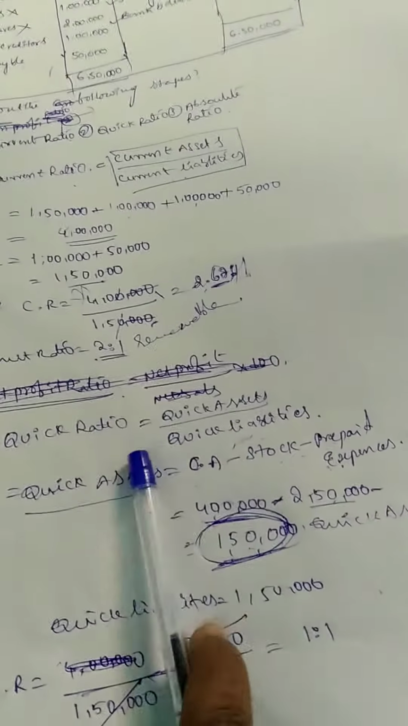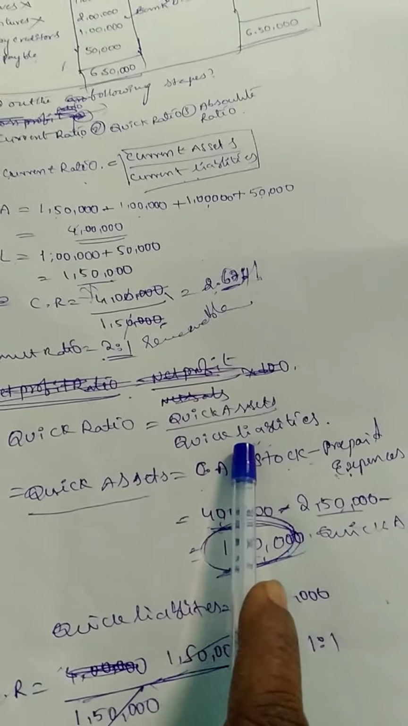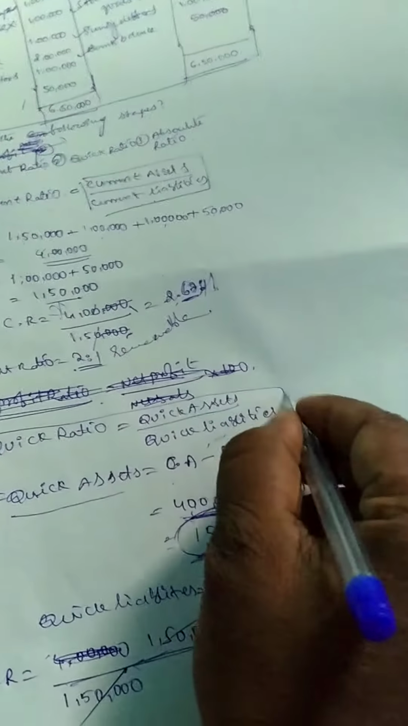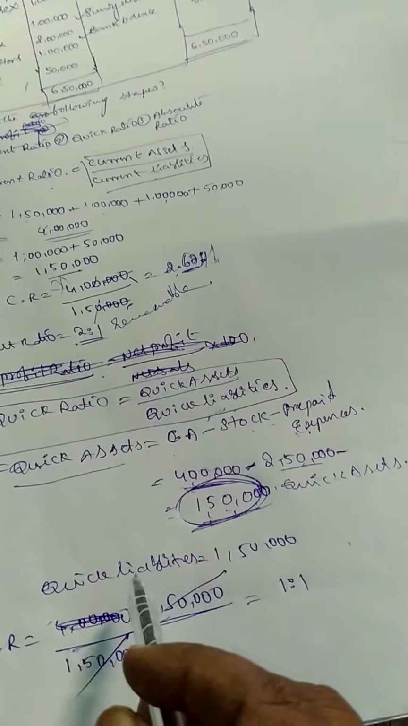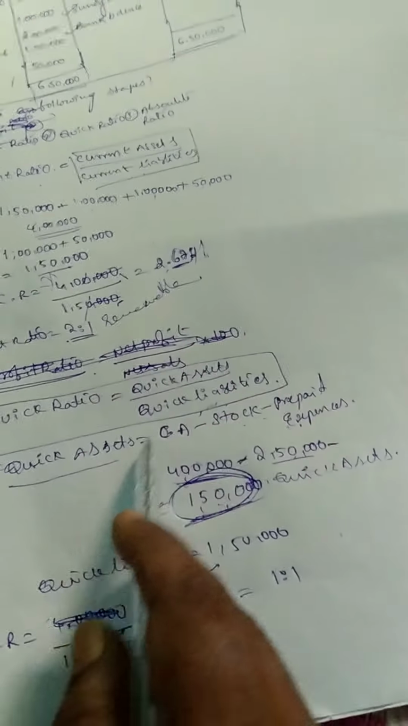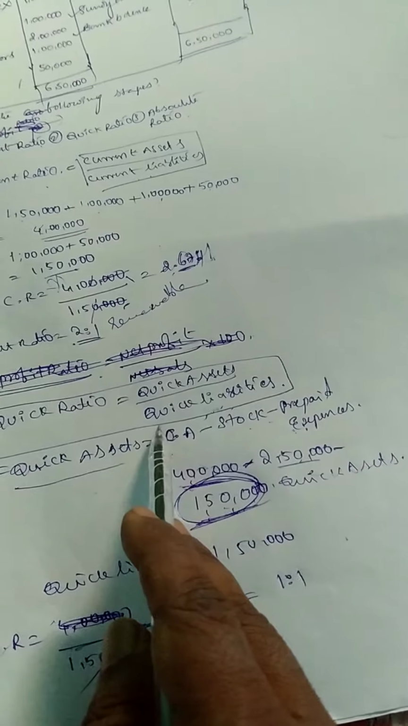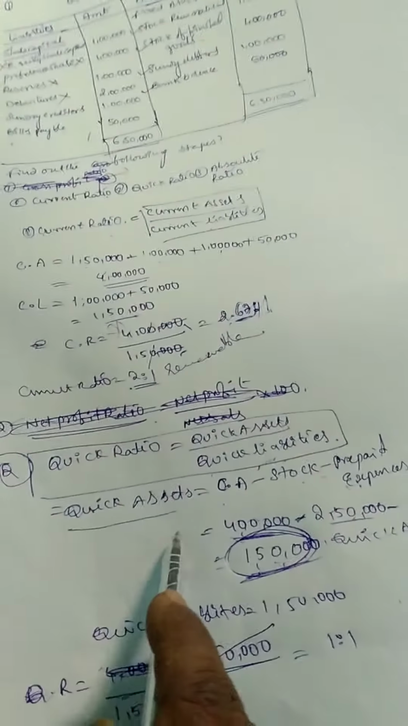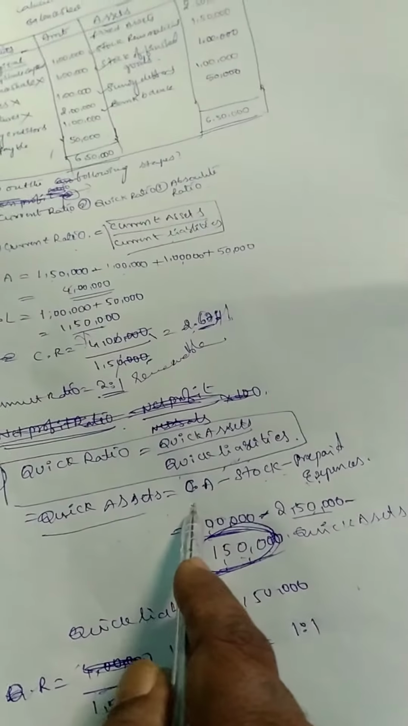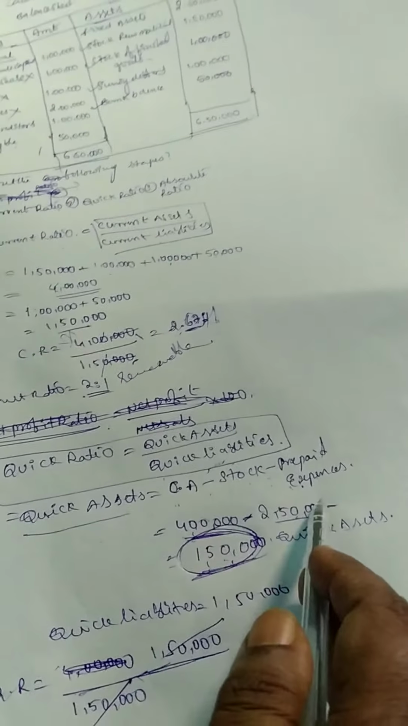Once again I tell you, quick ratio is equal to quick assets divided by quick liabilities. This is the formula. Now we need to find the quick assets and quick liabilities. It didn't mention any quick liabilities. So we have one formula of quick asset: quick asset is equal to current assets minus stock minus prepaid expenses.